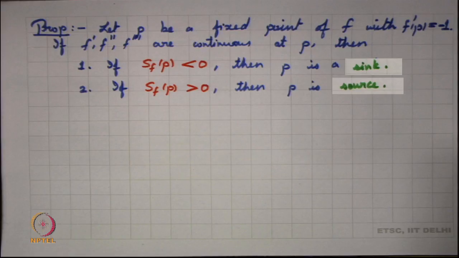When I take g to be f composite f, whatever is the nature of p for f, the nature of p for g is the same. So, p has the same nature under both these functions, but the advantage is that g prime of p will take the value 1, and hence we can use the previous proposition. I leave this as homework. So, we have the Schwarzian derivative to analyze what happens to a point p when it is non-hyperbolic. Maybe we stop here today.